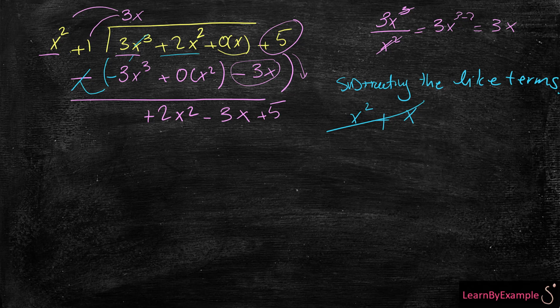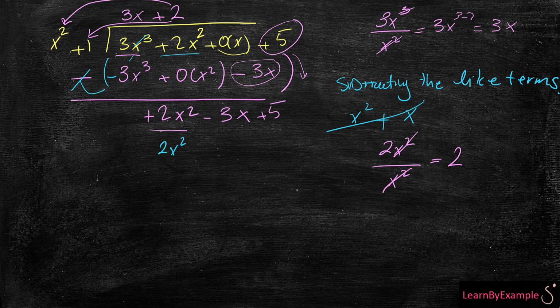Then what I'm going to do is take my first term again and divide it by the first term here. So I have 2x squared divided by x squared. These two are going to cancel, and I'm going to be left with 2. So this is plus 2. And then I'm going to multiply 2 by each of these terms. I will have 2 times x squared, it's just 2x squared, and 2 times 1, it's just plus 2.